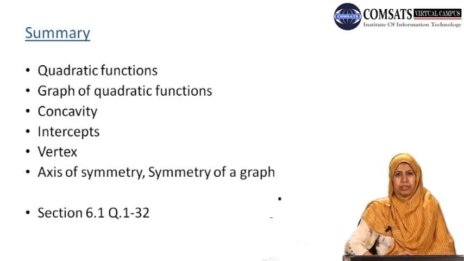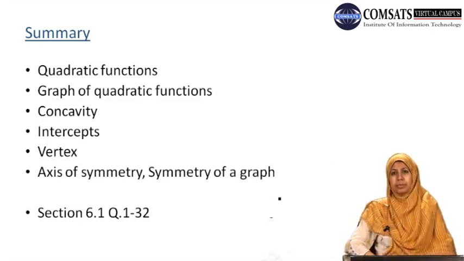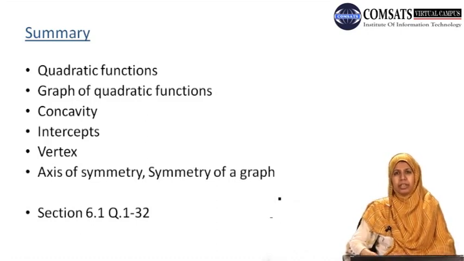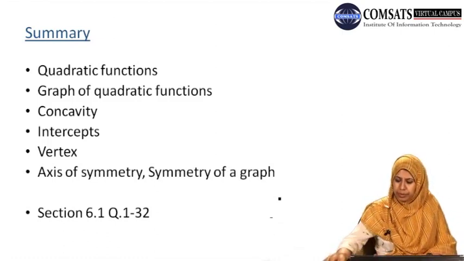What is the axis of symmetry? We have also seen it graphically, and we have also studied some more information about the symmetry of a graph, that there are basically three types of symmetries: graph symmetric about the y-axis, symmetric about the x-axis, and symmetric about the origin. With this we end our today's lecture, and we have some practice questions from section 6.1.